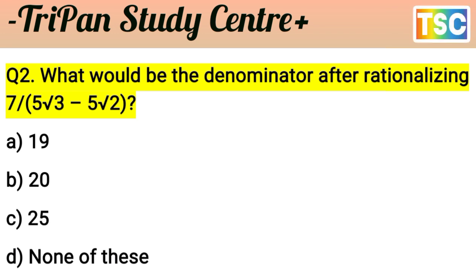Let's see what the answer to this question is. The question is clear: the denominator after rationalizing. The number is given here, and you rationalize it. The options are important: if your answer comes out as not 19, not 20, not 25, then the option is D. The correct answer is none of these. That's important. Let's see the next question.